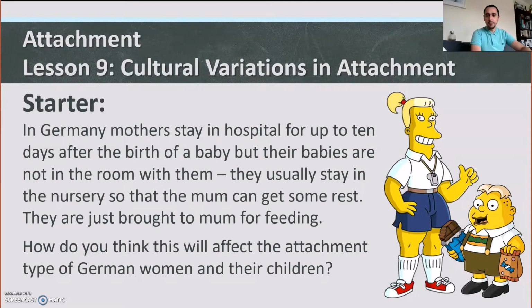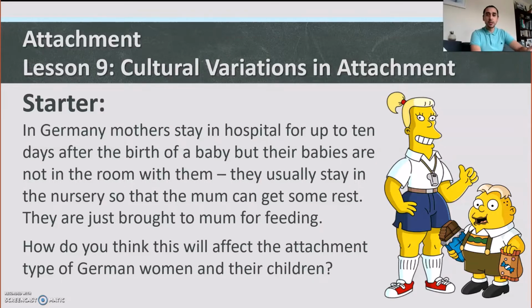In Germany, mothers stay in hospital for up to 10 days after the birth of a baby, but their babies are not in the room with them. They usually stay in the nursery so that the mum can get some rest. They are just brought to mum for feeding only. How do you think this will affect the attachment type of German women and their children?